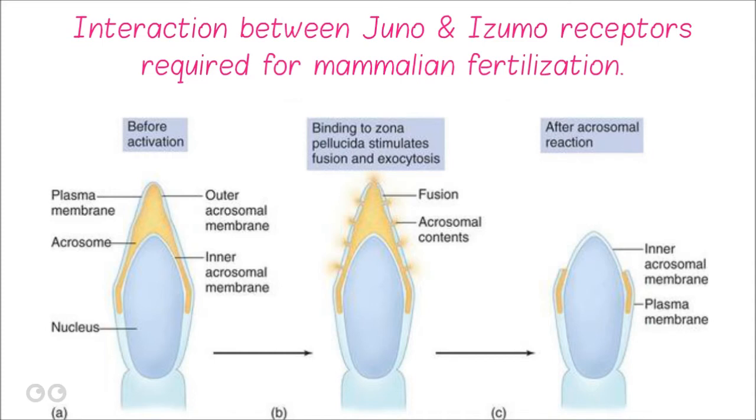Thereafter, researchers discovered the egg-binding counterpart of Izumo-1 and called it Juno, after the Roman goddess of marriage and childbirth. They were able to demonstrate that Juno-deficient eggs were unable to fuse with normal capacitated sperm, proving that the interaction between the Juno and Izumo receptors is requisite for mammalian fertilization.